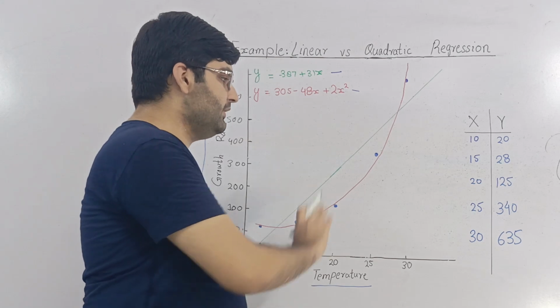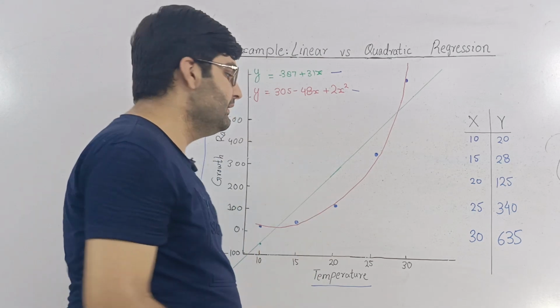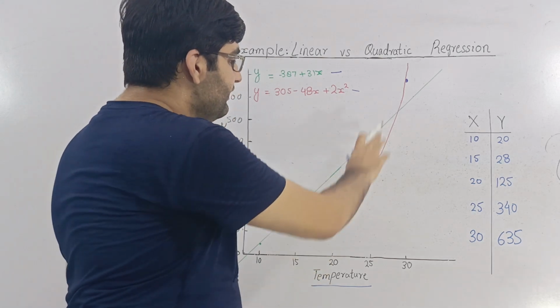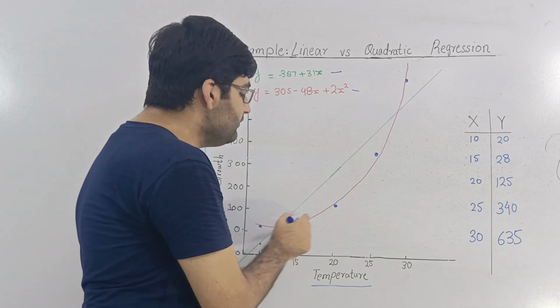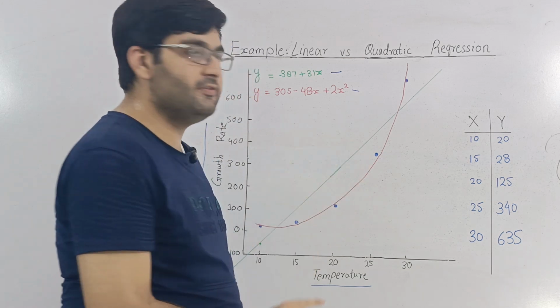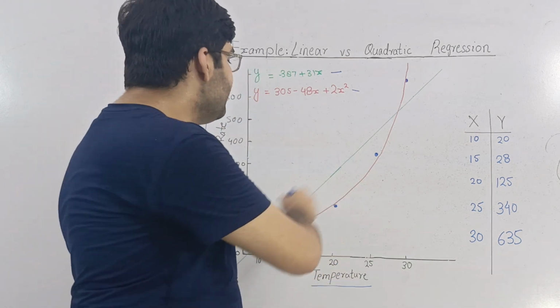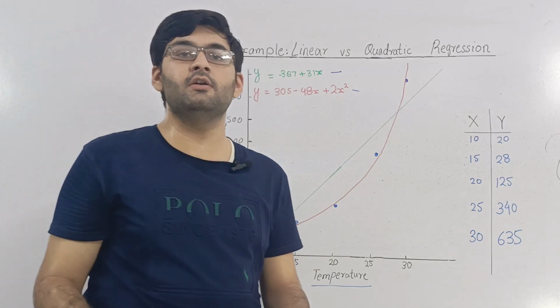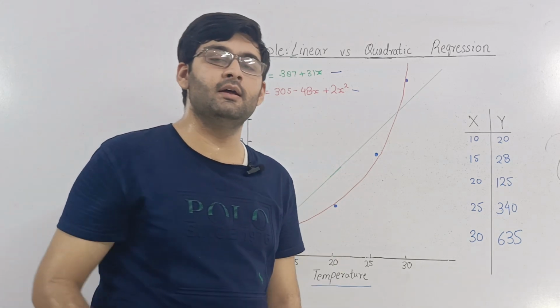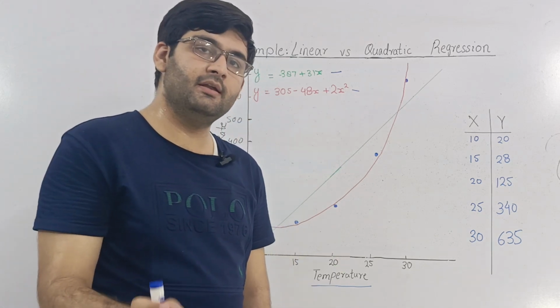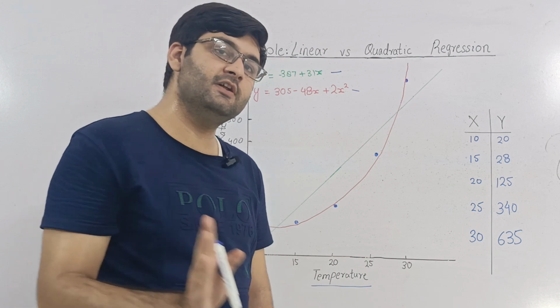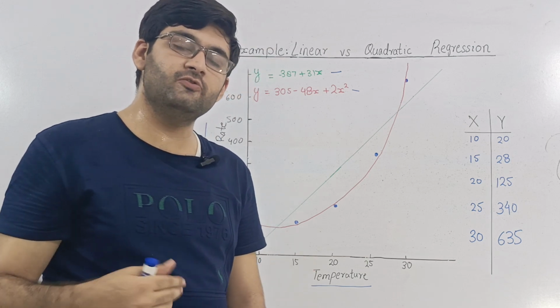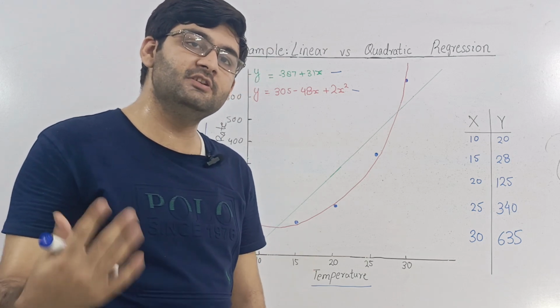It is evident from the plot that the quadratic regression curve is much closer to the data points than the green line. Therefore, we can recommend quadratic polynomial regression to the research scientist who wants to predict algae growth rate.